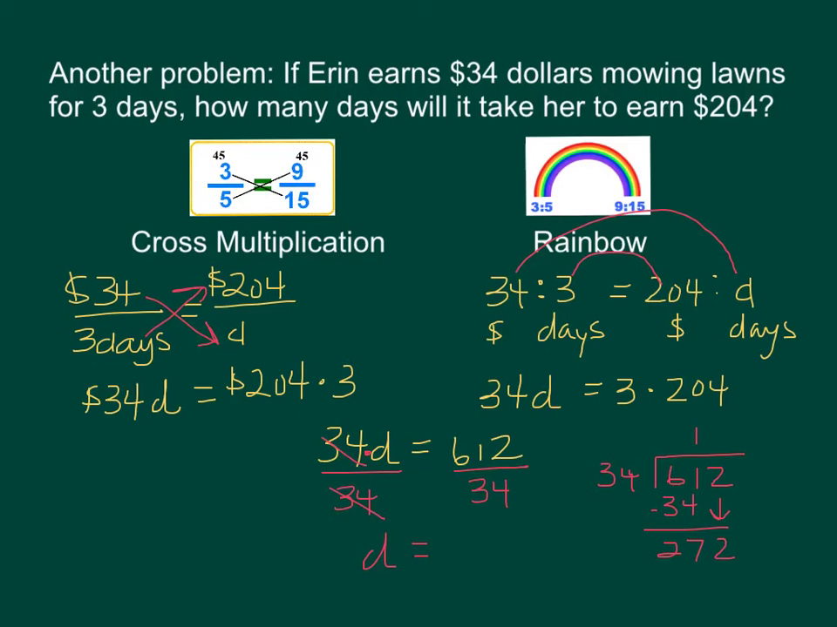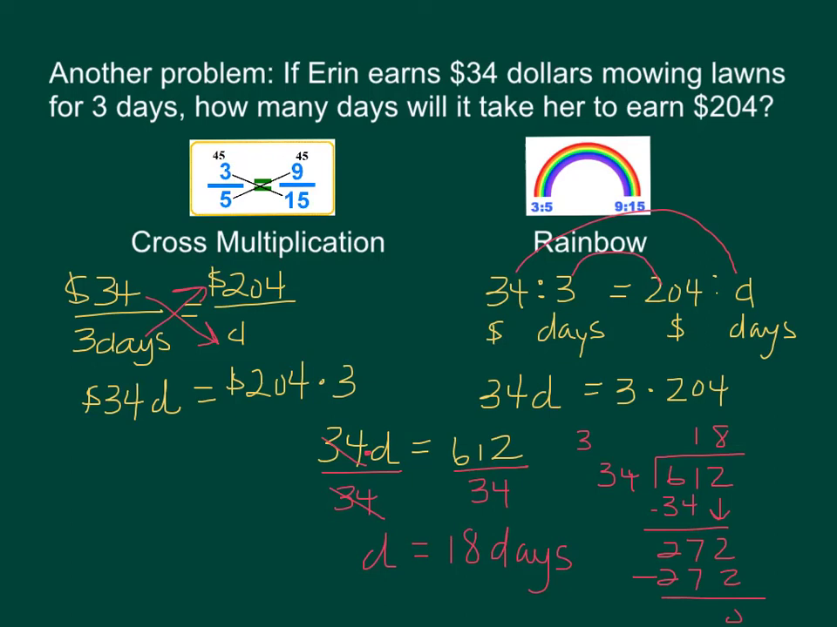So let's try multiplying by 8. So 8 times 4 is 32, and 8 times 3 is 24. Add that 3 gives me 27. So that is the exact answer. So that will mean d will equal 18 days.